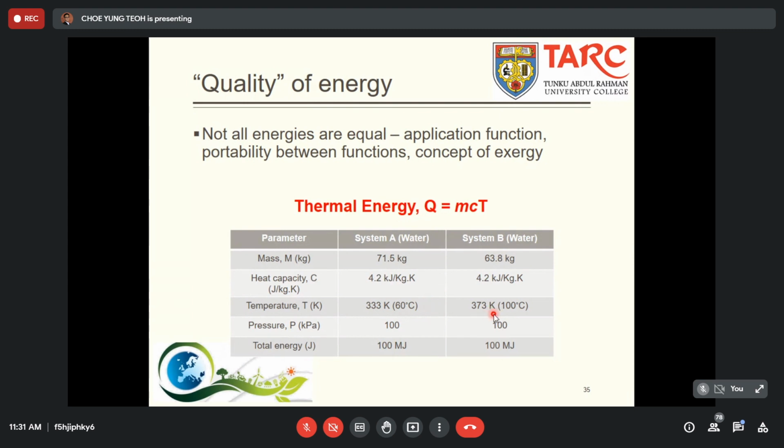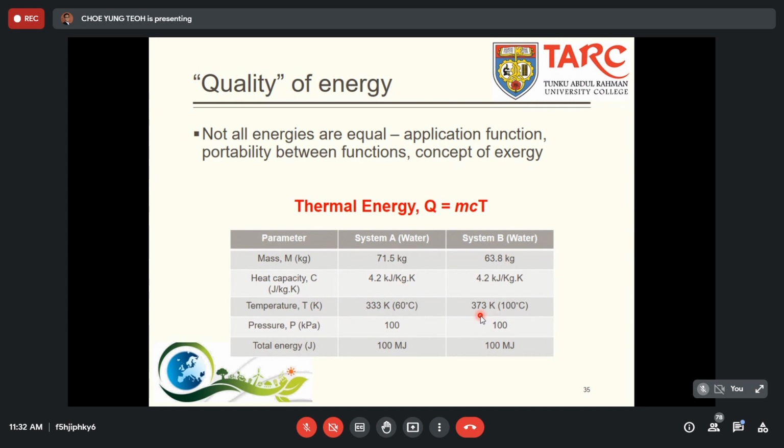But at 100 degrees Celsius, you want it for cooking, no problem. You want it for sourcing, no problem. You want to generate electricity, no problem. So it means that B has more quality, because it is more efficient to convert to other types of energy. And this defines the quality of energy. But of course, this must be on a case to case basis. You want to look at the different criteria.